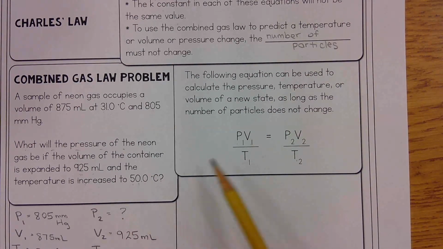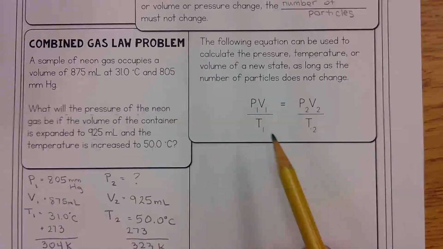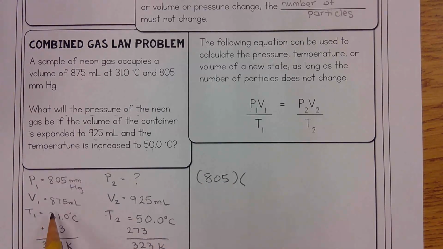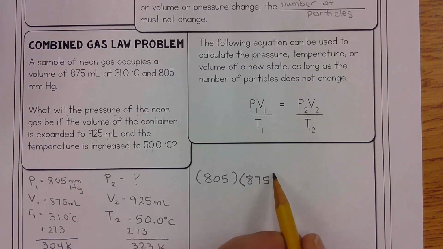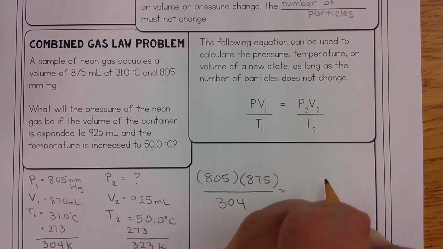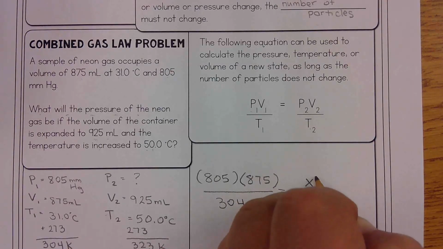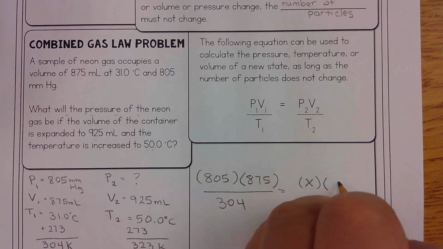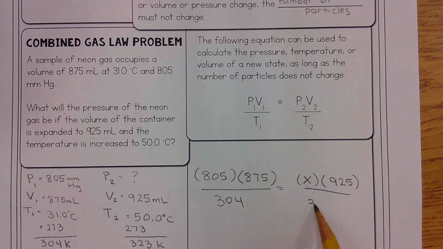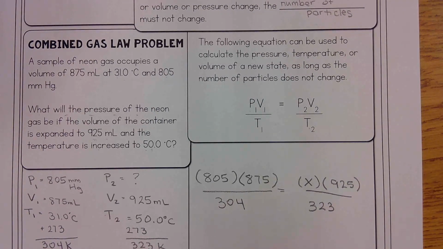And then I can just plug what I know into my equation here. So pressure 1, 805, times volume 1, 875, divided by temperature 1, 304, equals pressure 2, make that X, we don't know, times volume 2, 925, divided by temperature 2, 323. Okay? Then we multiply all these things together.